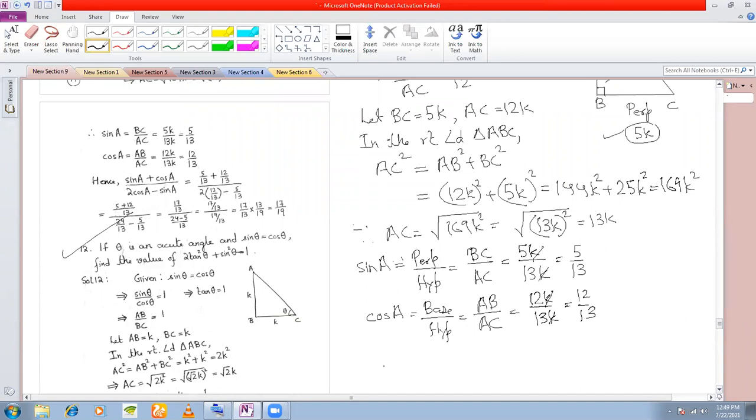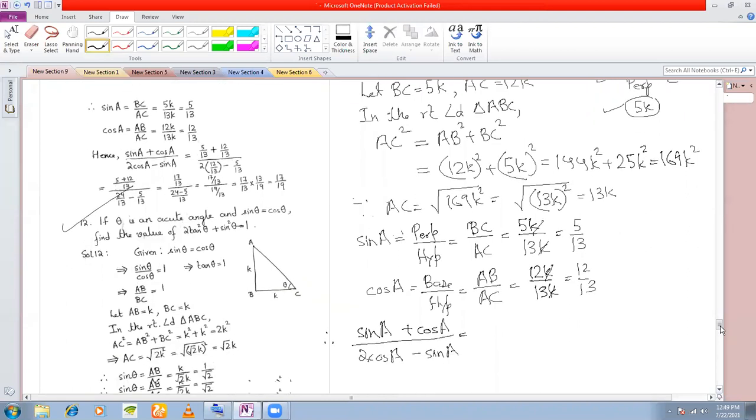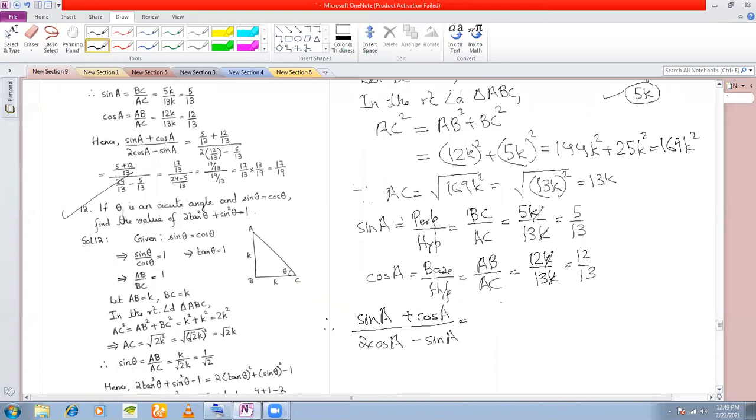So once you get sin A and cos A, what is the value that you have to find out? You have to find out the value of sin A plus cos A divided by 2 cos A minus sin A. Now put the values here. The value of sin A we have got above, 5 by 13. Value of cos A we have got, 12 by 13. And twice cos A is 24 by 13, minus sin A, which is 5 by 13.